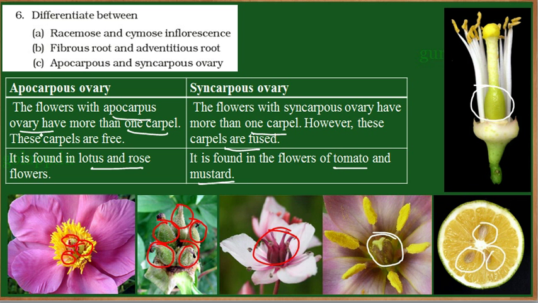So if it is freely arranged, we call it apocarpous ovary, and if all the carpels are fused to form one, we call it syncarpous ovary. So these are the differences between apocarpous and syncarpous. So here we learned the difference in the arrangement of flowers in an inflorescence, that is racemose and cymose inflorescence, and the nature of the roots, fibrous and adventitious root, and the arrangement of more than one ovary, whether it is fused or free, in apocarpous and syncarpous ovary.